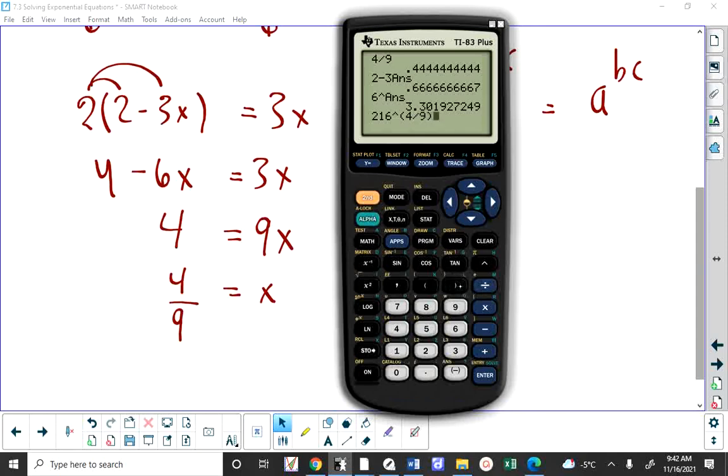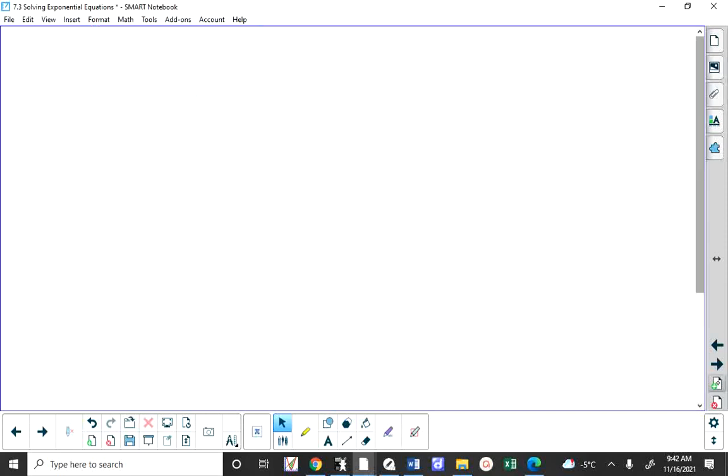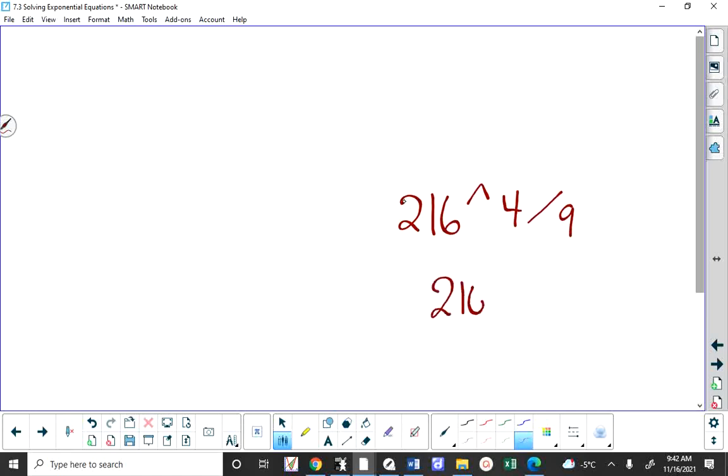I need the brackets because if I go raised to the 4 divided by 9 without brackets, if I enter this, my calculator will do this, which is not what I want. I need that set of brackets around there.